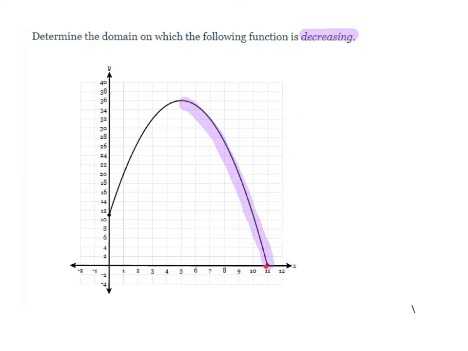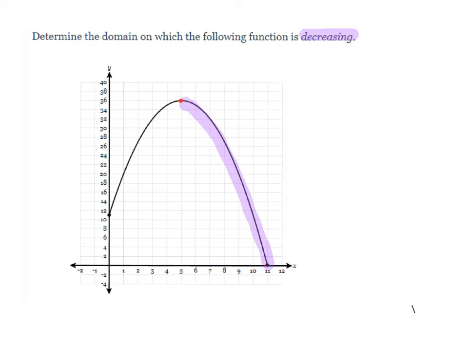And the same thing with the ground. It's no longer increasing or decreasing. It's just hitting the ground here, if you think of this as the ground. So when is it decreasing is always going to use parentheses because we're talking about not including those endpoints.